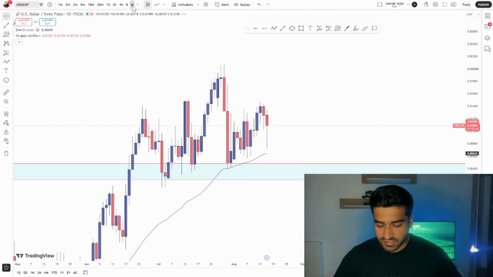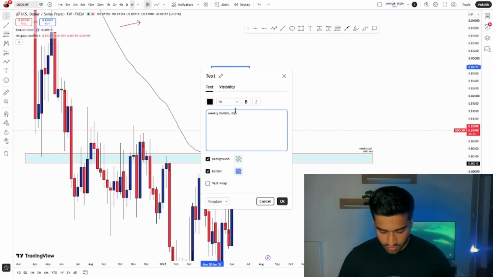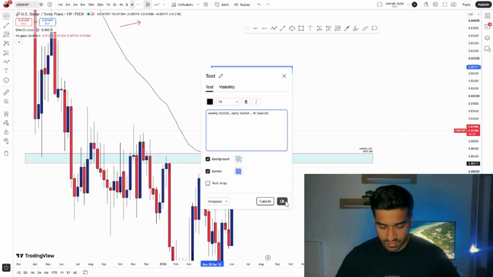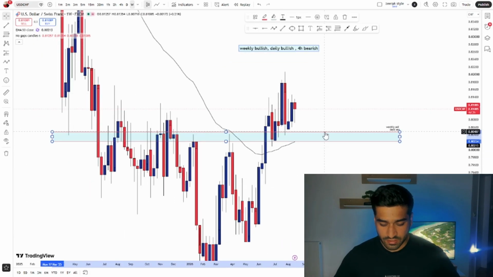So you guys can see here the weekly is bullish. We can put here the daily is also bullish and the 4 hour is bearish. Okay, so what we are going to do right now, I will delete this area.